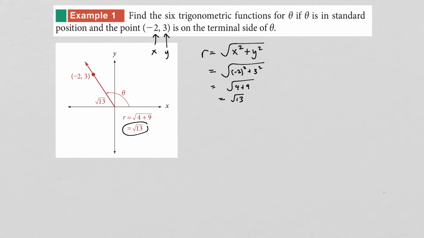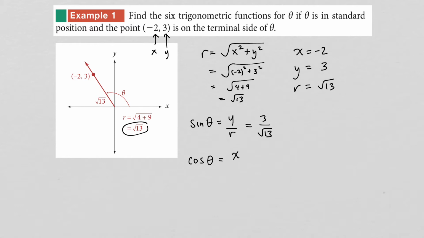So that is where this computation comes from. Now, once I have x, y, and r, again, x is -2, y is 3, and r is the square root of 13. From there, I can just get the 6 trigonometric functions by memorizing them. It is important that you memorize these. So again, the sine of theta is equal to y divided by r. Y is 3, r is radical 13, and we'll leave our answer just like that.